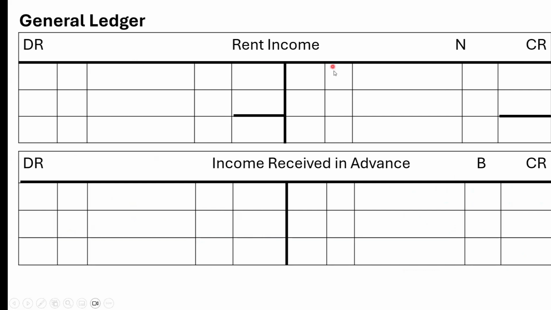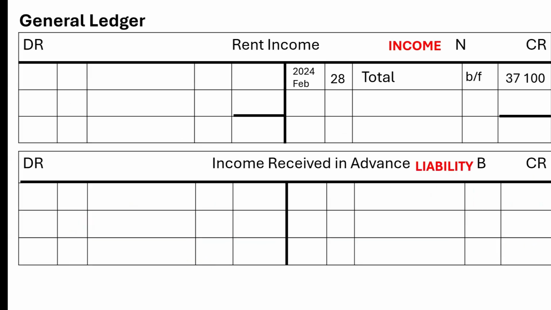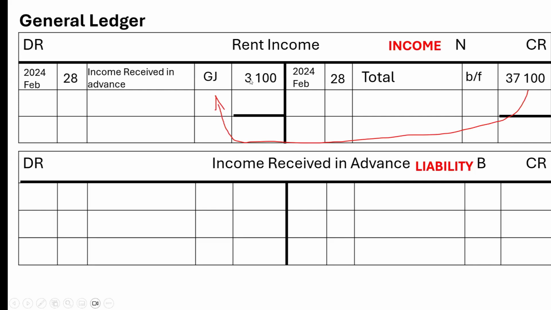All right. In our general ledger, rent income is an income. Income received in advance is a liability. Let's pop in that total. February 28, total brought forward 37,100. Now we know that 3,100 was received in advance. So in there's 3,100, that's for next financial year. So therefore, I'm going to take it out and put it on the other side. February 28, income received in advance, general journal 3,100.